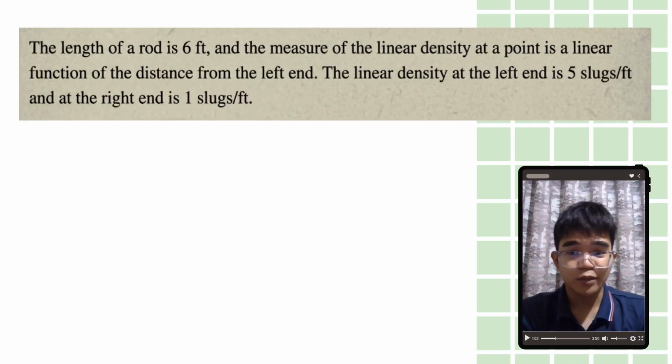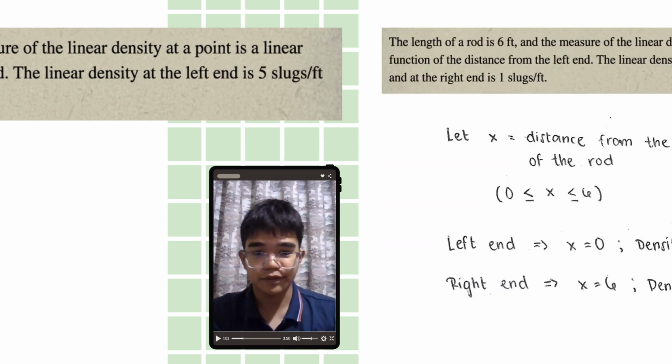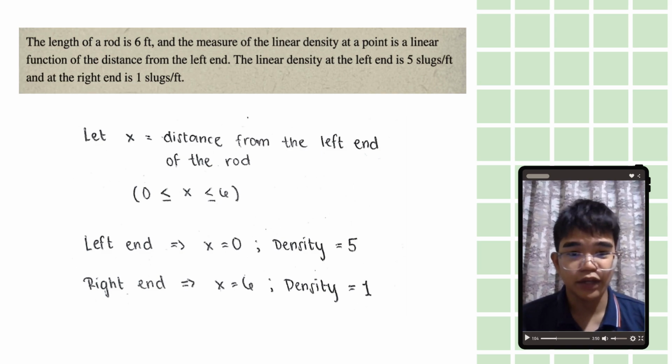Moving on to the next question: the length of a rod is 6 feet, and the measure of the linear density at a point is a linear function of the distance from the left end. The linear density at the left end is 5 slugs per foot, and at the right end is 1 slug per foot. So in this problem, we have to find our p of x.